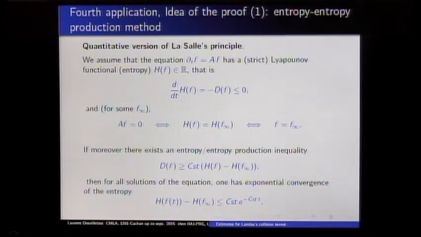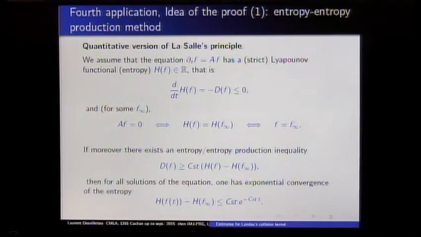Then if you want to have a quantitative LaSalle's principle, that is something which tells you that f minus f infinity at time t will be like exponential of minus t, you just have to prove somehow that D of f is bigger than a constant times H of f minus H of f infinity. So you have to find a relationship between the entropy production and the entropy itself. Because if you know that, as you can see, you can replace this in the inequality here and use Gronwall's lemma and exactly get that this quantity decreases like an exponential.